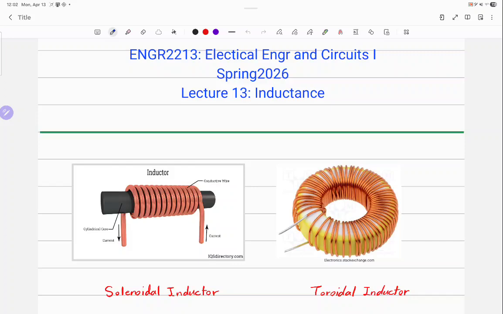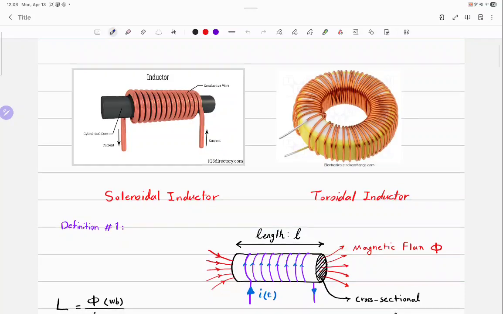Okay, so far we know a couple of electrical engineering components, including resistors, dependent sources, independent sources, and of course wires. Now we are going to learn about a new one today, which is an inductor. If you've taken Physics 202, I think you must be familiar with the idea of inductance. If not, it's fine. But we have different types of inductors. Two of the most popular ones are solenoidal and toroidal.